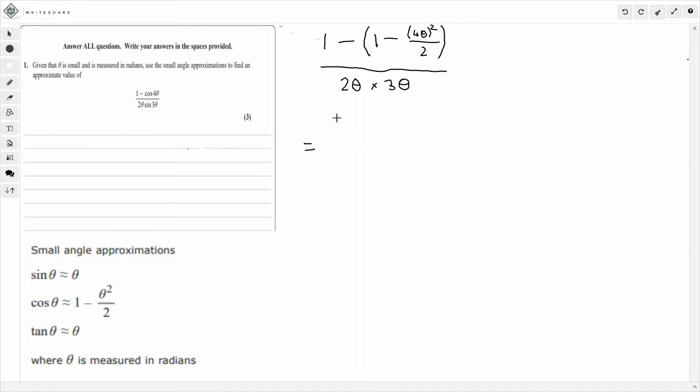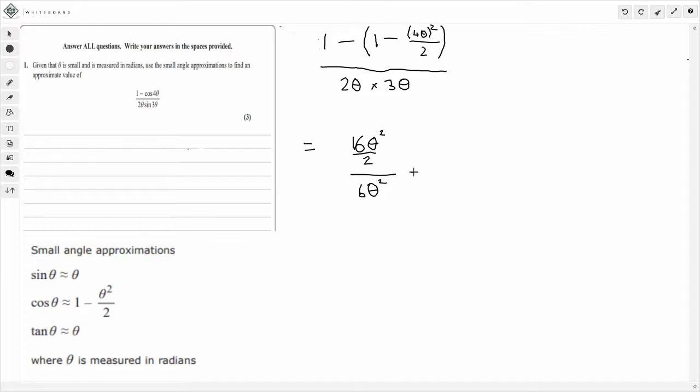So now, let's deal with the numerator first. 1 minus 1. Well, then the 1's just going to cancel, right? So that 1 cancels with that 1 because we're subtracting it. I've got minus of a minus, so this is going to become positive now, right? So this becomes plus. So let's deal with the 4 theta squared, well, that's going to give me 16 theta squared. That's part of it. We're still dividing by the 2. And then we're dividing the full thing by 2 theta times 3 theta. So 6 theta squared. We're nearly there, guys.